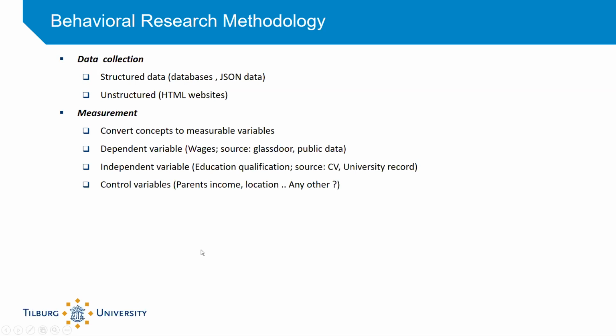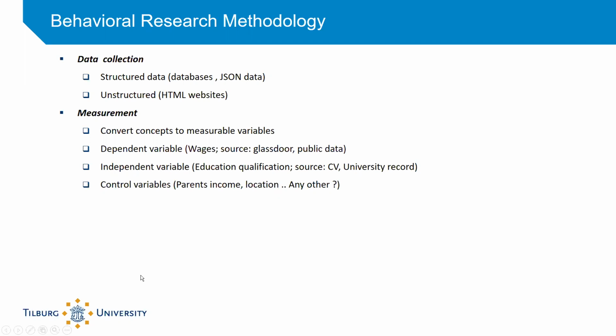The second important thing is measurement. Once you've collected the data, you need to convert your concepts to measurable variables. For the concepts, you need to figure out proxies or appropriate measures that mimic the concept that you want to measure. For example, in our research, we say that increase in university grade has a positive influence on the wages. So the main dependent variable or the outcome variable is wages in our case.